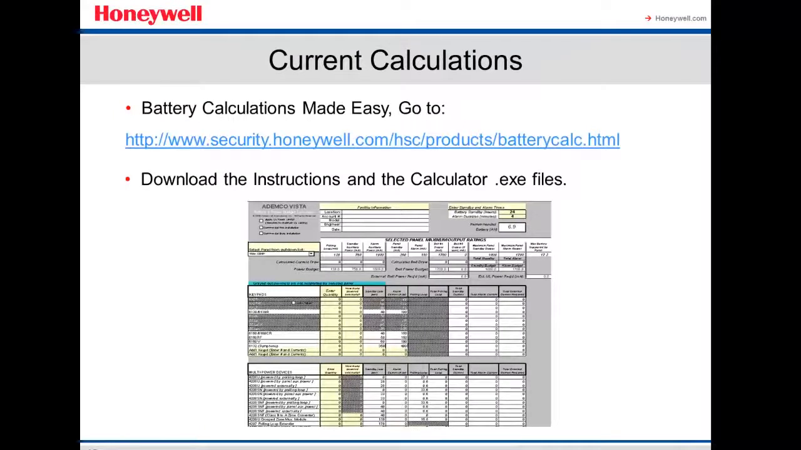This is a little table that you can download from this website. We call it the calculator. That's where you put all your devices. It gives you exactly how many milliamperes each device uses. You put in the amount of devices, and it calculates for you the total amount of milliamperes you're going to use in your installation.